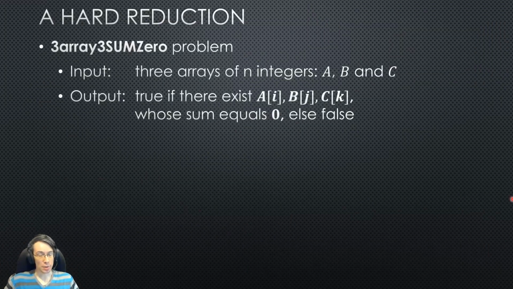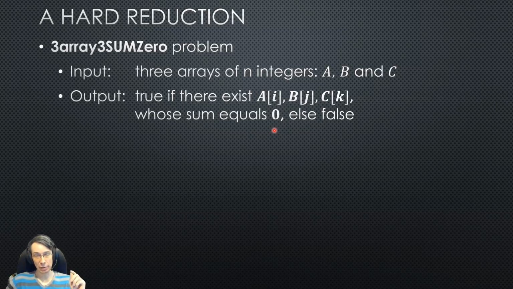Okay, so here's our hard reduction. We're going to go from a problem called 3-array 3 sum 0, and we're going to try to reduce this to another problem. So what is this problem, first of all? Well, we're going to take not 1 array of input integers, but 3 arrays, A, B, and C. And the output is going to be true if there exists A_i, B_j, and C_k, so notice these indices are coming from the 3 different arrays, whose sum equals 0. So we want A_i plus B_j plus C_k to be equal to 0. If there is such a triple, then the output is true. Otherwise, the output is false.